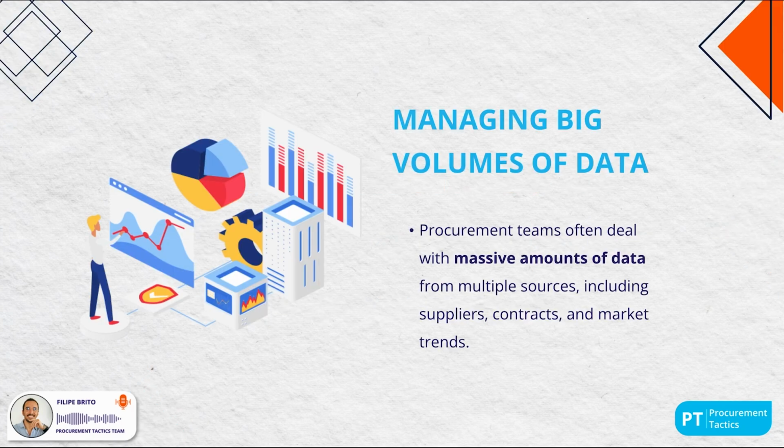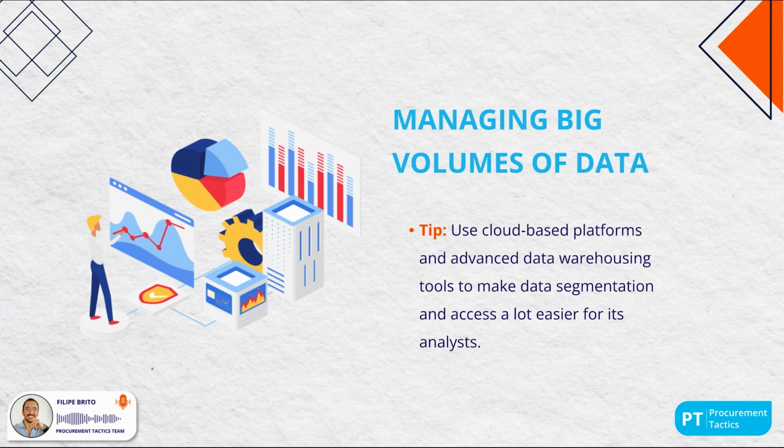Procurement teams often deal with massive amounts of data from multiple sources, including suppliers, contracts, and market trends. This sheer volume can be overwhelming, making it difficult to organize, store, and analyze data efficiently. Without a proper data management strategy, teams can end up with data silos and fragmented information, hampering decision making.